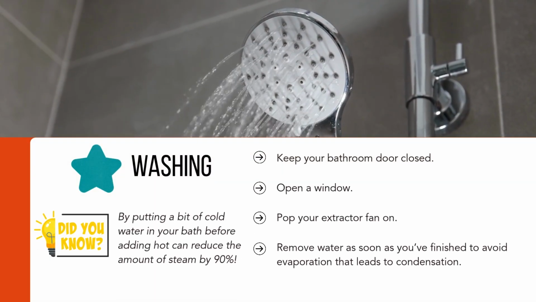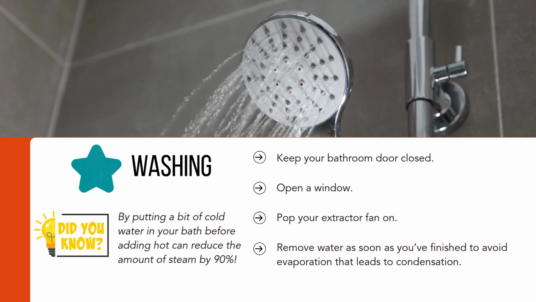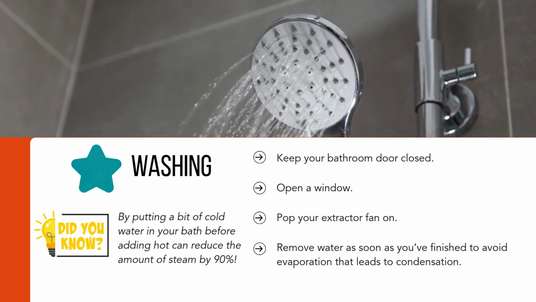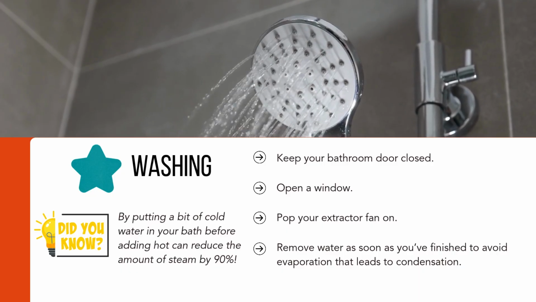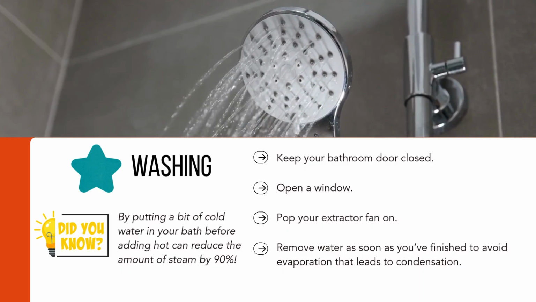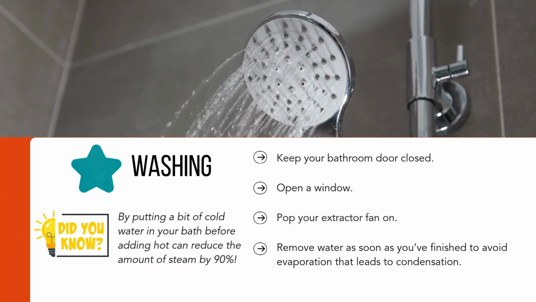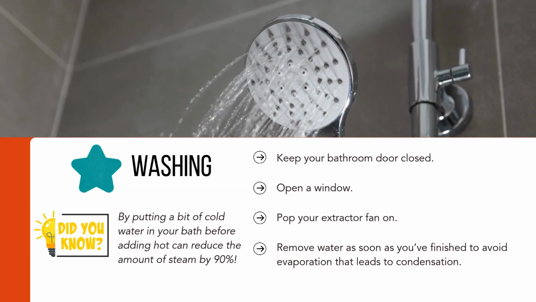If you remember, taking a bath or shower can produce 2 pints of moisture in your home. Try keeping your bathroom door closed when showering or taking a bath. Open a window and pop your extractor fan on if you have one. Empty your bath as soon as you finish to avoid evaporation that leads to condensation. Did you know that by putting a bit of cold water in your bath before adding hot can reduce the amount of steam by 90%?